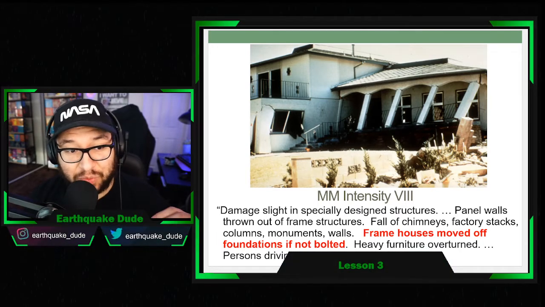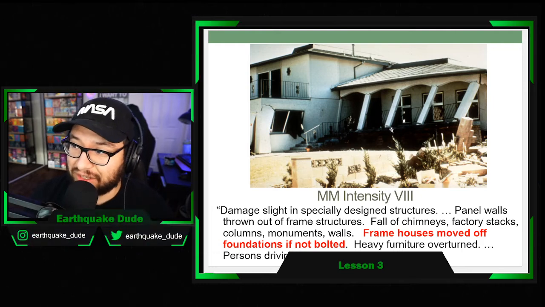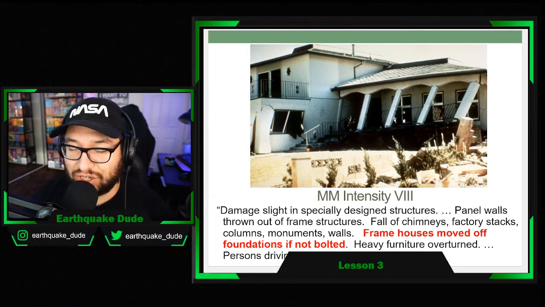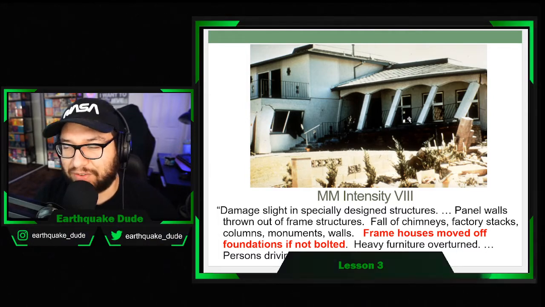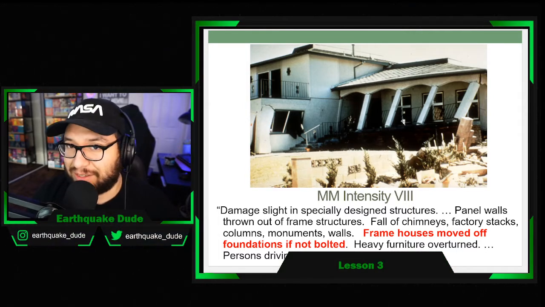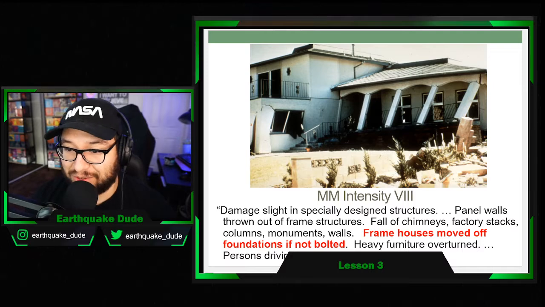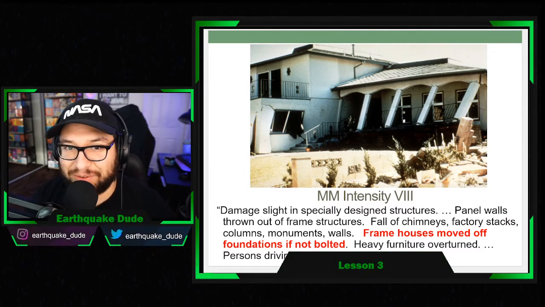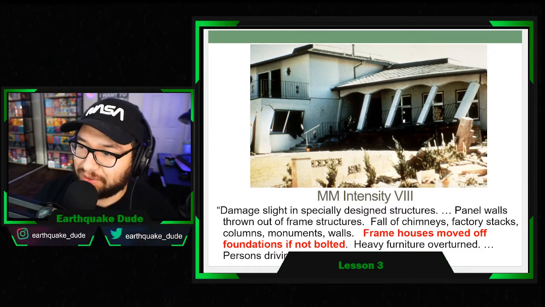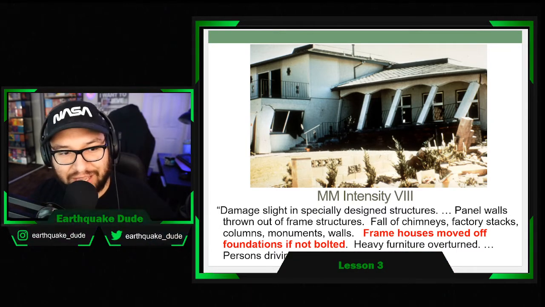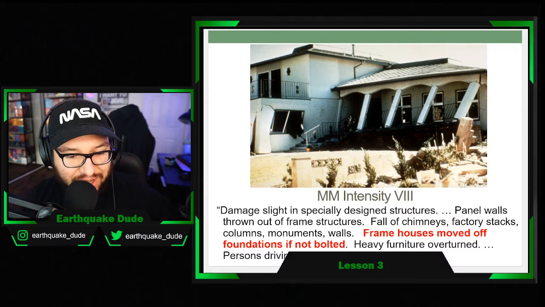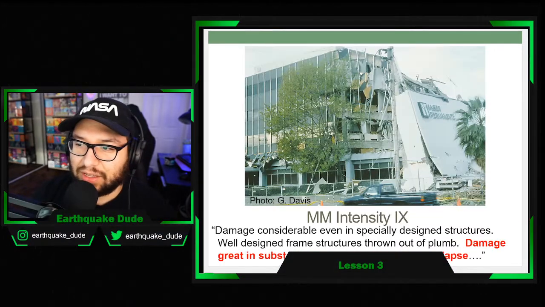Absolutely. And now we're getting to really intense stuff. You can see the whole foundation has shifted from this house because it was not properly bolted to its foundation. So that's pretty incredible, and that's strong. Yeah, we're getting to some crazy stuff here. I believe this is the 1994 Northridge earthquake as well, but we're getting closer to the epicenter, which is why the intensities are also climbing up.